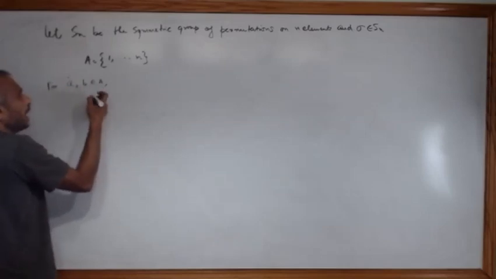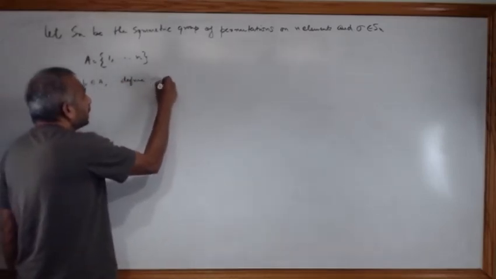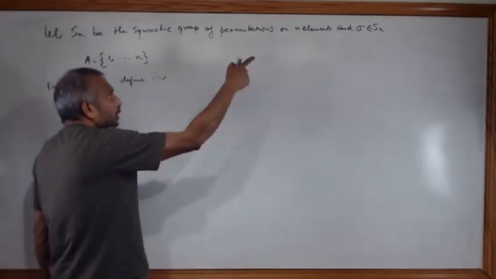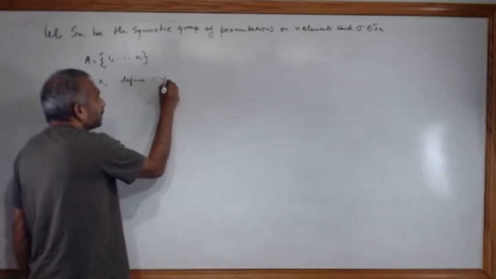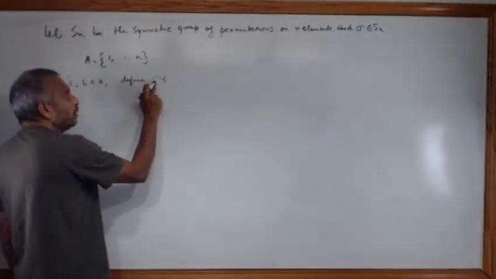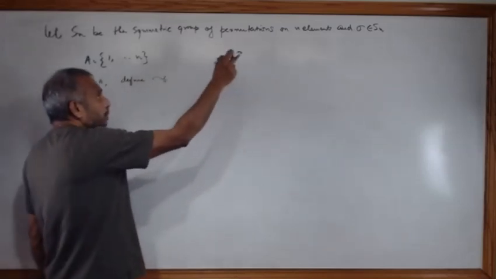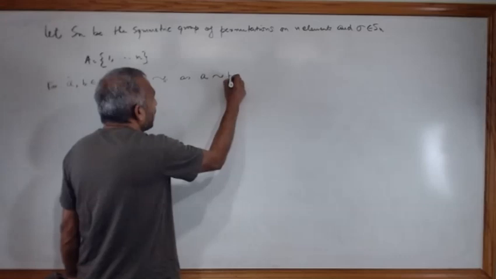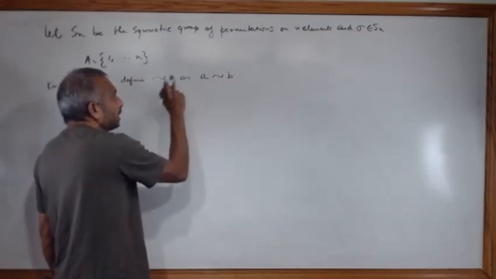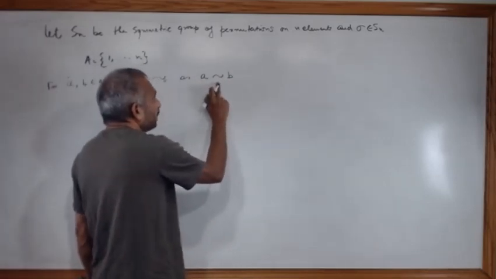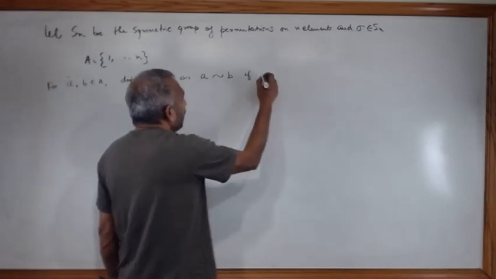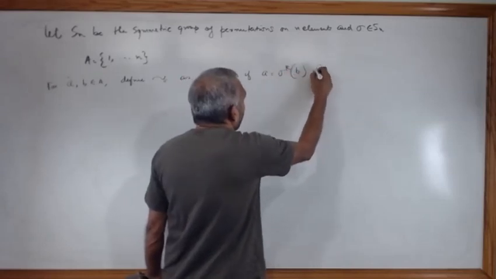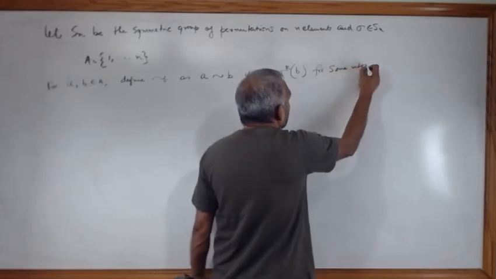So the condition here is, for a, b in A, define sigma tilde. This is the relation, and this is based on the particular sigma. If you want, you can write it as sigma like this. So we are going to define a relation on A based on that particular sigma. Define a is related to b, and I'm going to skip the sigma here because I'm going to assume that it is based on that permutation sigma, if a is equal to sigma to the power of k of b for some integer k.